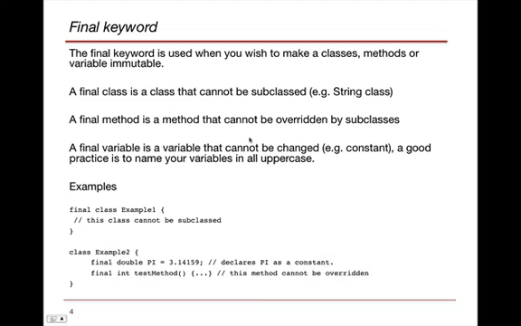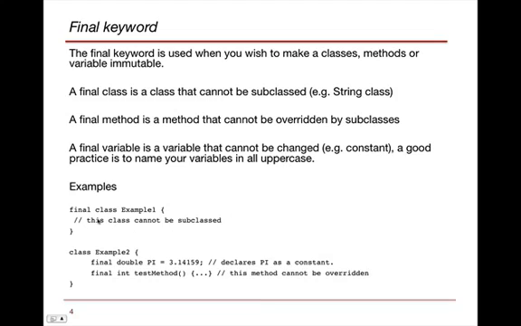A final method is a method that cannot be overridden by some classes. So I may have defined a method that is not allowable to be overridden by a child class. And that's done to ensure the integrity of the particular function or the method. And a final variable is a variable that cannot be changed. It is a constant. A good practice is to name your variables that are going to be constants in all uppercase so that you can delineate them from regular variables. And that is not mandatory.